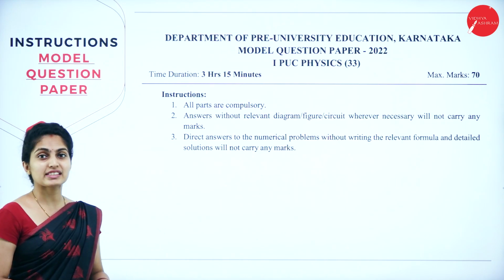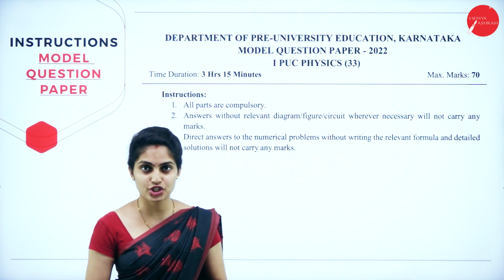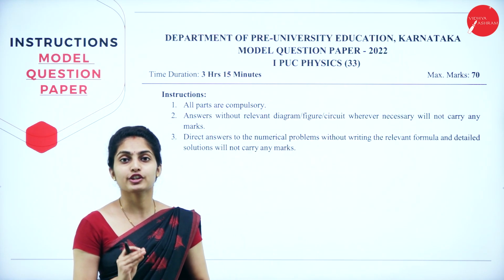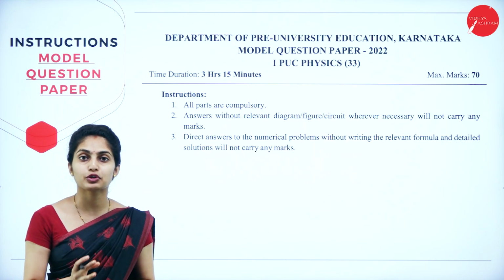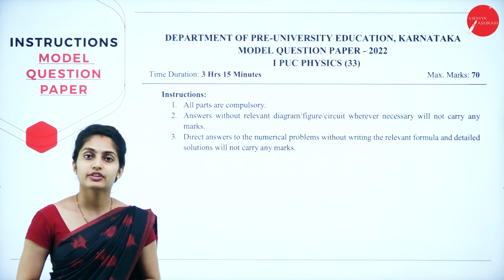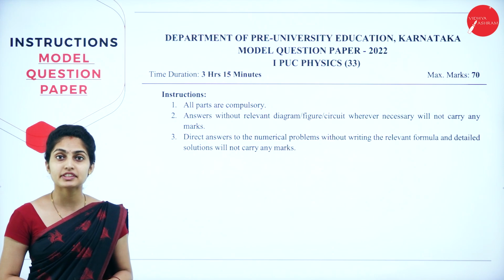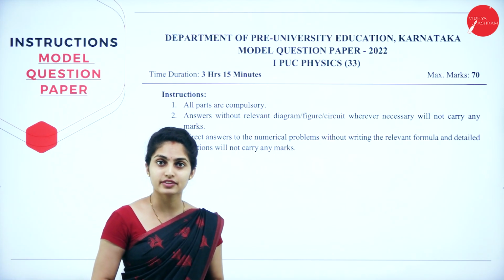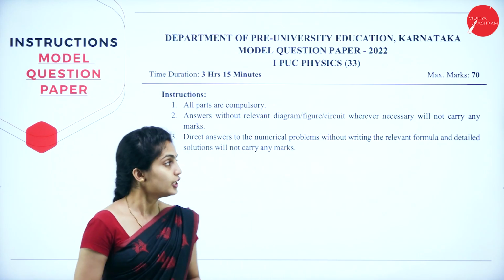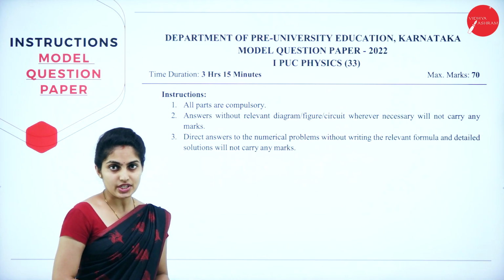So here the basic instructions are: the time for you to write the examination is given as 3 hours 15 minutes, wherein your first 15 minutes will be for you to check your question paper, and the rest of the 3 hours will be your writing session, wherein your maximum marks is 70 marks for which you will be writing the theory, and you will have the practicals for 30 marks. So you have got 50 questions in this question paper.